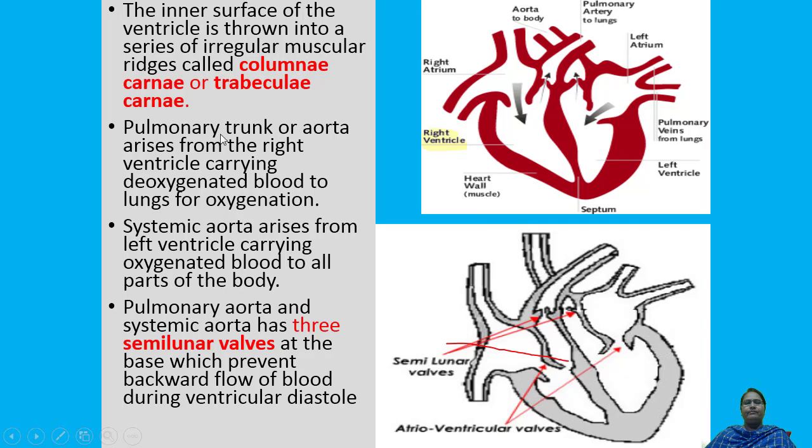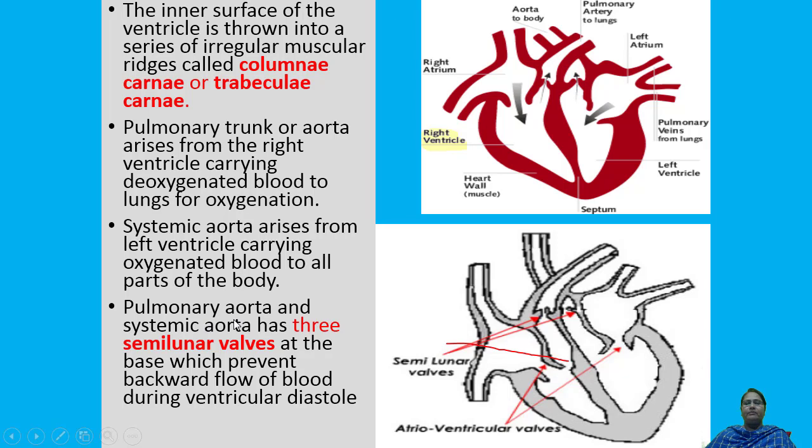Next, the pulmonary trunk arises from the right ventricle. Here you can see the pulmonary trunk arising from the right ventricle, carrying deoxygenated blood to the lungs for oxygenation. The systemic aorta arises from the left ventricle, carrying oxygenated blood to all parts of the body.